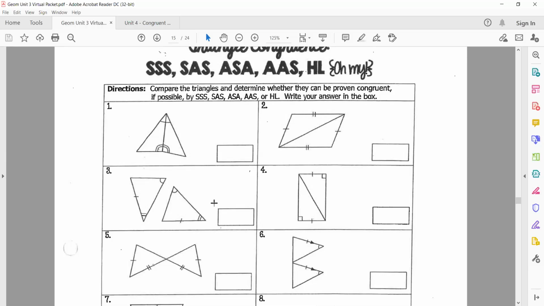All right, number 3. We got a side and we got 2 angles: angle, angle, side. Looks like angle, angle, side to me.